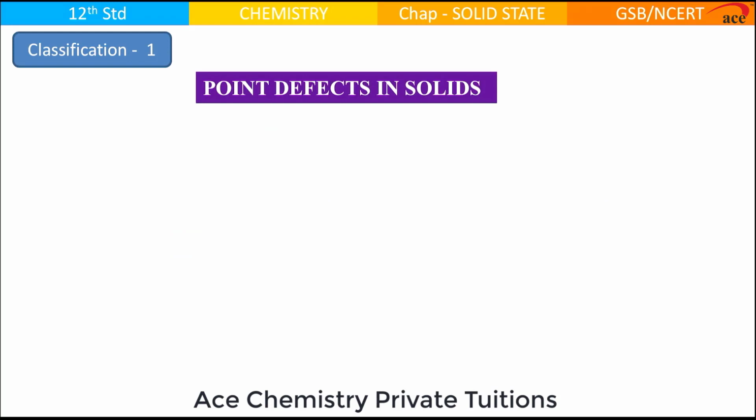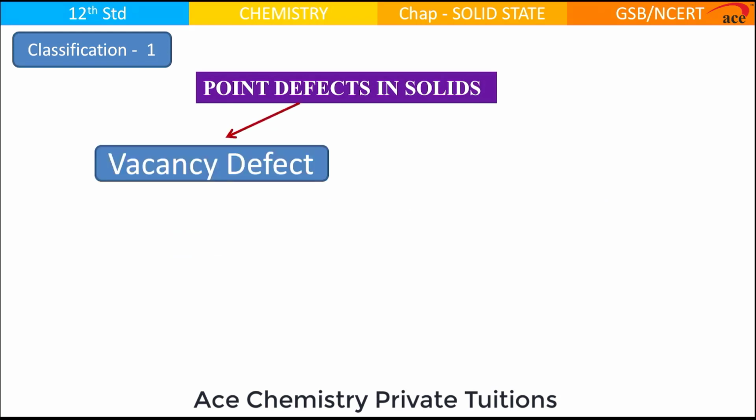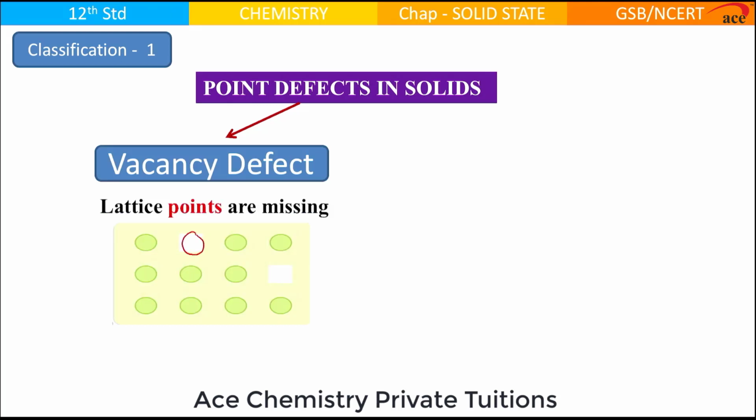So, when you talk about point defects, there are further types. First type, vacancy defect. From the name, you can clearly observe your lattice points are missing. What was expected here? Expected was a sphere. What was expected here? Sphere. But that is missing. So, the lattice point is missing. If it is missing, then such a type of defect is called vacancy defect. Here atoms or ions are missing for whatsoever reason.